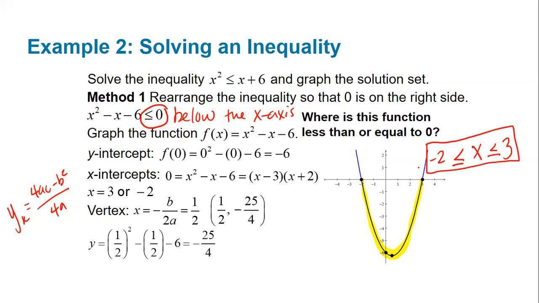What would my interval look like? What are my end behaviors on it? Well, they're closed. So how do I represent that it's closed in interval notation? I use brackets. So as an interval, it would be bracket -2, 3. And that's because it's equal to, right?